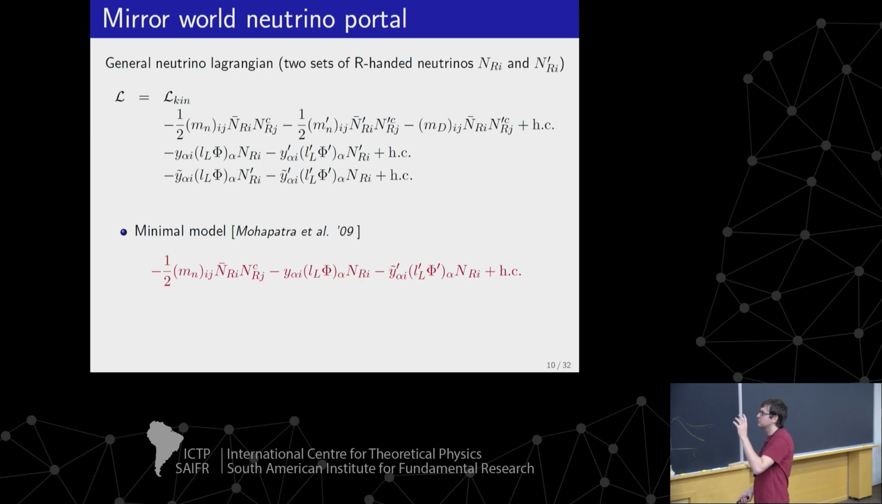Naively you have two ways: either you slightly break B minus L, or you extend L a bit. So now let's go back to the mirror world and see a general neutrino Lagrangian, of the form we have seen before. For example, we have two sets of right-handed neutrinos, one belonging to our world and one to the mirror world. This is just a classification because in the end they are both neutral under everything.